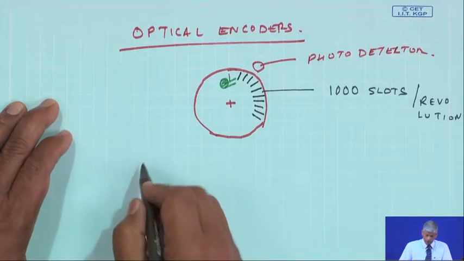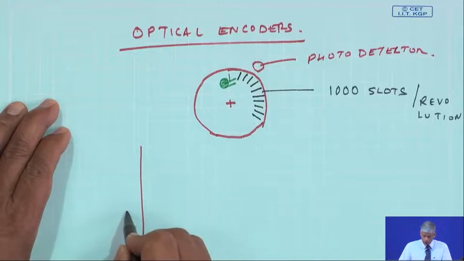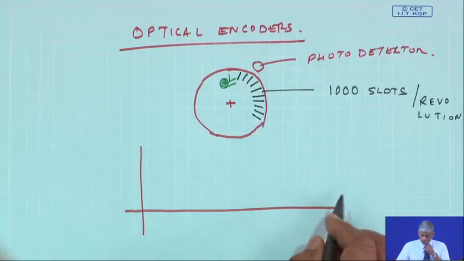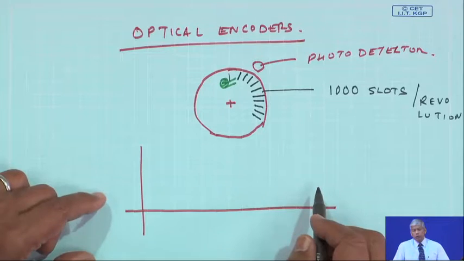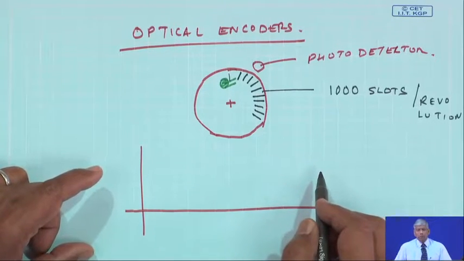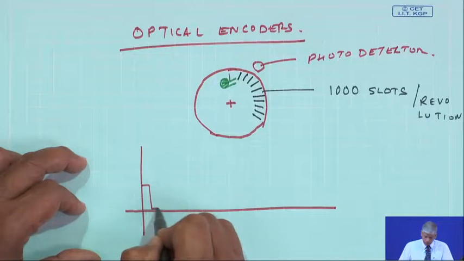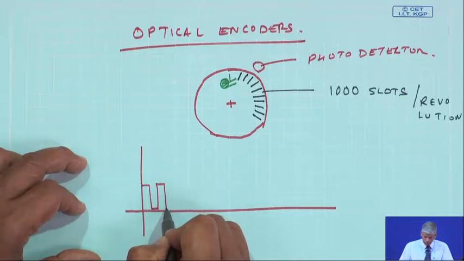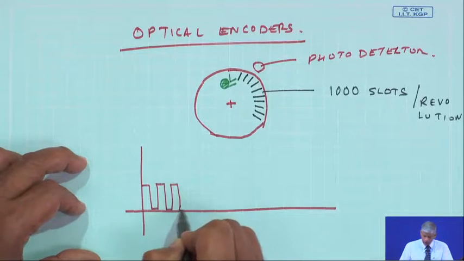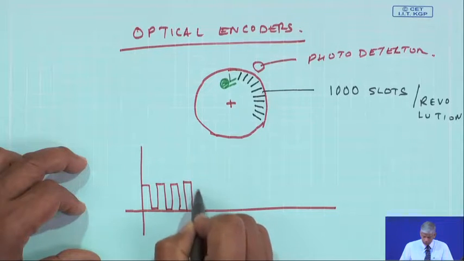So, what happens in one rotation? Okay, you see, in the case of the reluctance type pickup or the phototach type pickup, I got 1 pulse per revolution of the shaft. Here, what I am going to get is a pulse stream of how many? 1000 pulses per revolution.